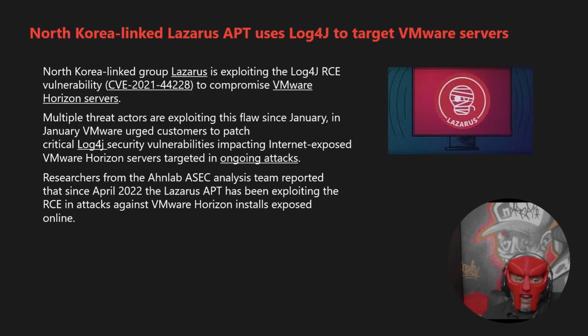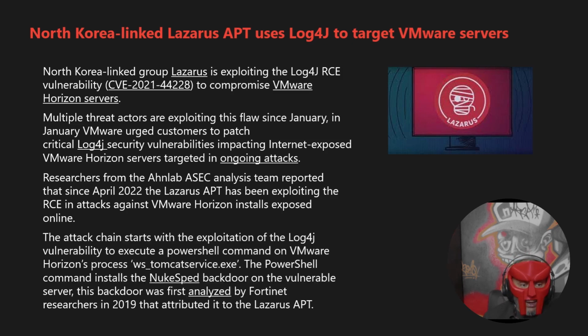Researchers from the ASEC analysis team reported that since April 2022, the Lazarus APT has been exploiting the RCE in attacks against VMware Horizon installs exposed online. The attack chain starts with the exploitation of the Log4j vulnerability to execute a PowerShell command on VMware Horizon's process ws_tomcat service.exe. The PowerShell command installs the NukeSped backdoor on the vulnerable server.